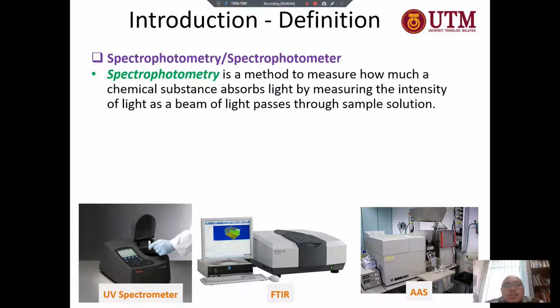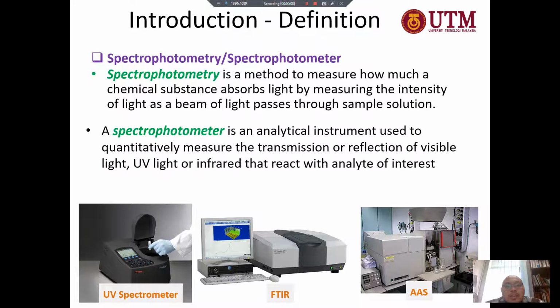Okay, the next one we will learn about is spectrophotometry and the spectrophotometer. Spectroscopy is a principle. Spectrophotometry and the spectrophotometer are about measurement. When we have the word ending in metry or meter, the keyword is measurement. Spectrophotometry tells us about the principle of measurement, how much electromagnetic radiation is absorbed by a chemical substance. The spectrophotometer is the analytical instrument used to measure the amount of electromagnetic radiation interacting with an analyte of interest.